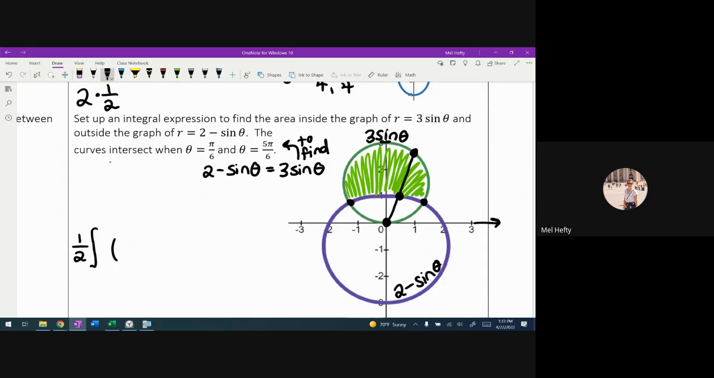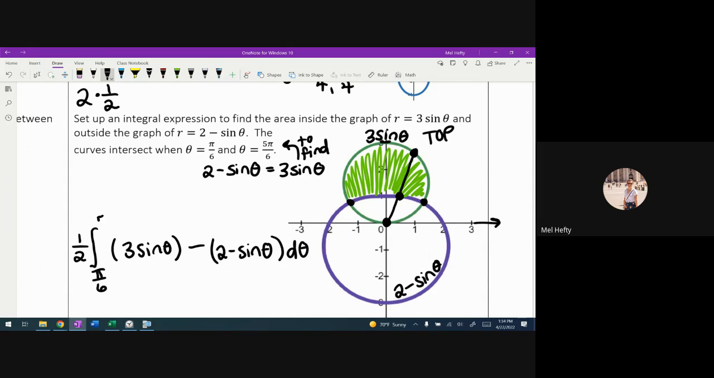And I'm going to do my top function minus my bottom function. Which one is the top function? 3 sine theta. We're talking about what is farthest from the pole. And then my bottom will be what is closest to the pole. All right. Reading my mind, bounds would definitely be pi over 6 and 5 pi over 6.